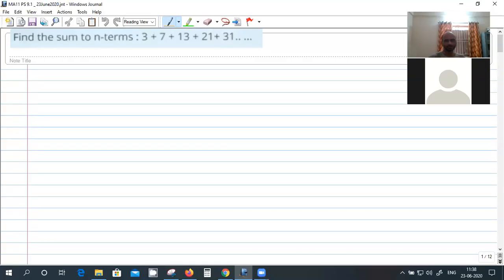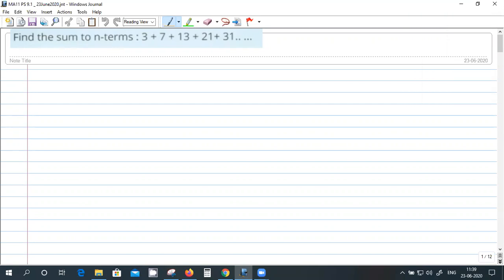Okay, try this problem. How do you do it? So the common difference is in AP. So we find the sum of common difference. What you need is the sum of the series. And S is also equal to 3 plus 7 plus 13.